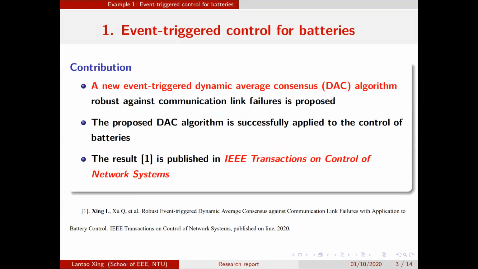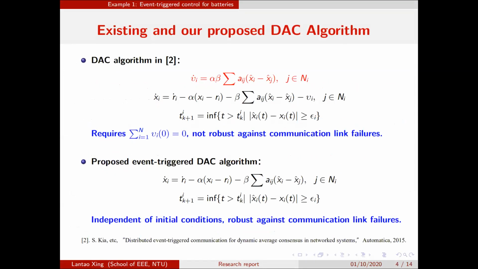And in this work, we propose a new DAC algorithm, and we'll apply this new algorithm to the control of batteries. And this result is published in Transactions on Control of Network Systems. Okay, first, the new algorithm. The traditional DAC algorithm in reference to, it is dependent on the initial conditions, so it's not robust against communication link failures. And we make some modification about the traditional algorithm and propose a new one, the lower one. And this algorithm is independent of the initial conditions, so it is robust against communication link failures.